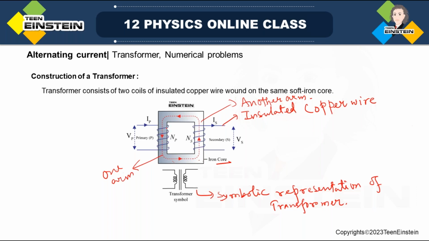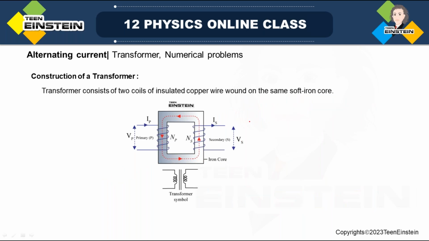And see, the coils here are named differently. We'll just discuss that. So I think I'll just erase these things I have written and keep the original one. So there are two coils, you have understood those things now, and both the coils are wound on the same iron core.